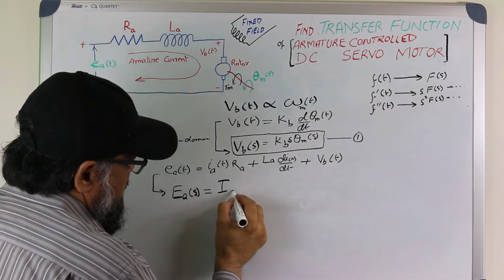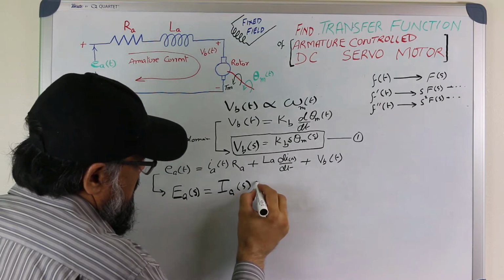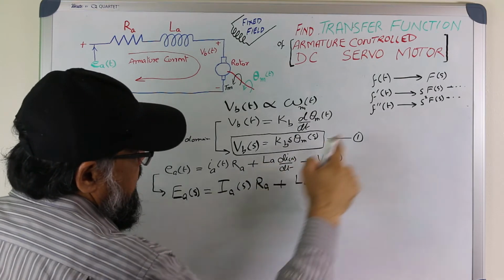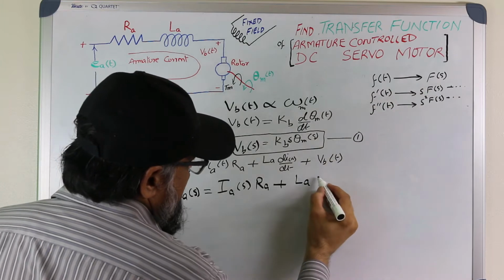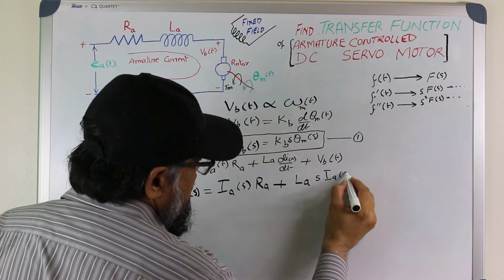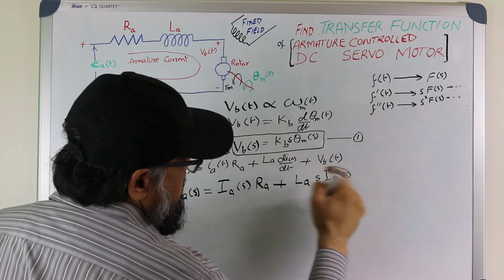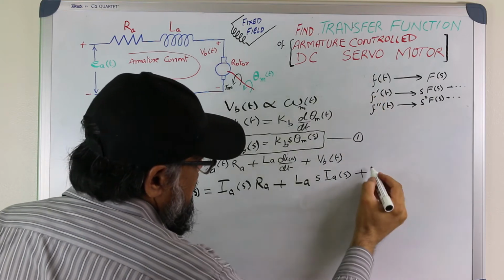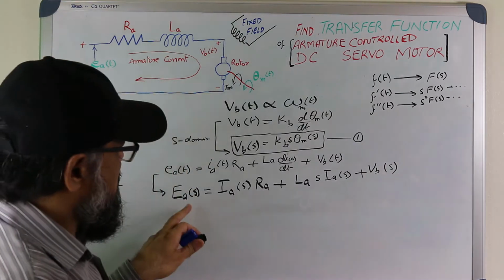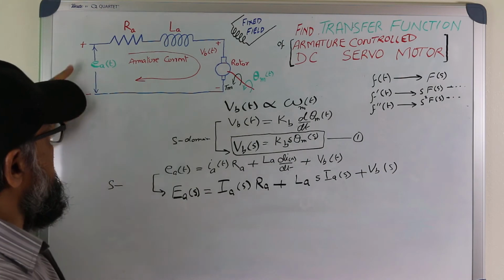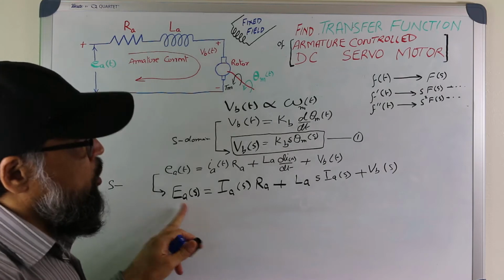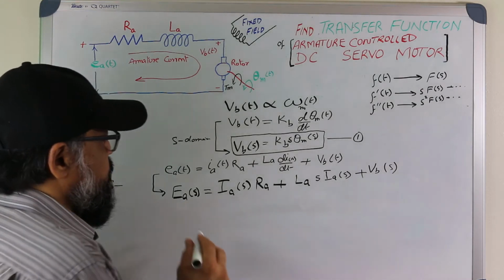IA, so this becomes IA(s) now, into RA plus LA, and what is this? This is the first derivative, so we have to put s here, then IA(s), and then what is this VB? VB(t) is again the first formula. So now we have EA(s), and remember this is part of our transfer function. This is the input of the transfer function. So this is a good equation. So this is our step 2.